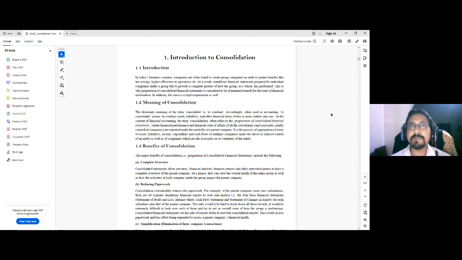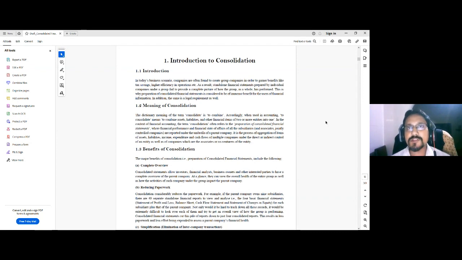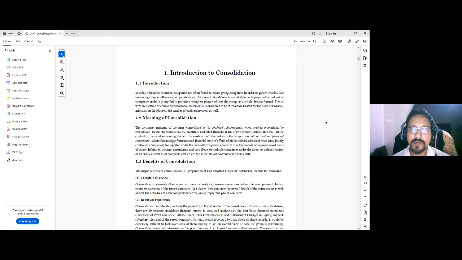Now let us first have a brief introduction of what consolidation is, because preparation of consolidated financial statements will first require you to understand what consolidation is, why consolidation is at all required, and then only can we have a clear understanding of why we should go for preparing the consolidated financial statement.